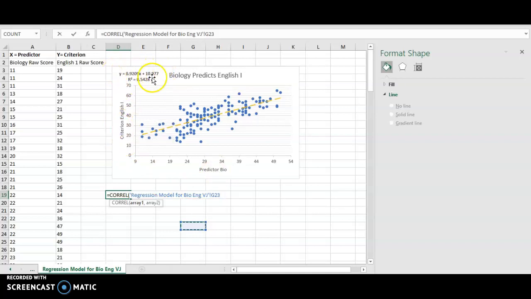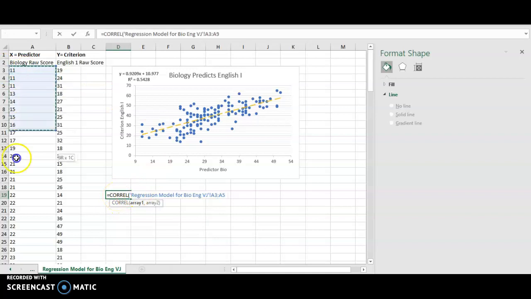I can see right up here I should have a y-intercept of 10.9, which you can see right here. If some of this data kept coming in, that should be my y-intercept. And then my r-squared value of 0.5428.